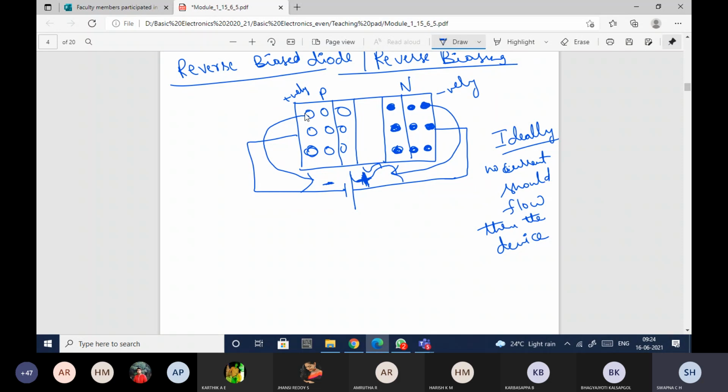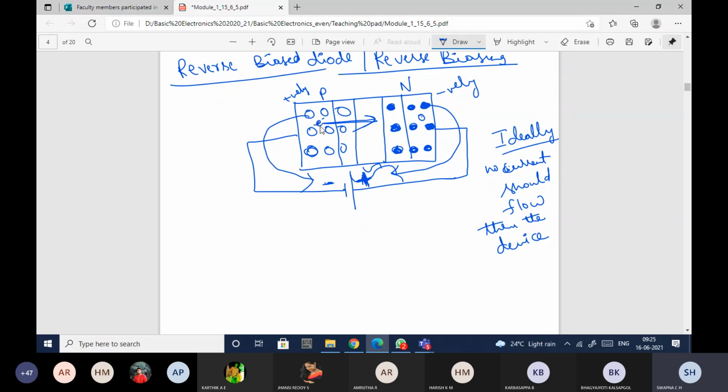But what happens, as I've already mentioned, here you may have minority charge carriers as well. Minority charge carriers in P-type material are nothing but electrons, and the minority charge carriers in N-type material are nothing but holes. So the electrons will tend to move towards this side, and the holes may tend to move towards this side. See, electrons are moving in one direction only, we'll consider. I will not confuse you by taking electrons and holes. The electrons will start moving in this direction.